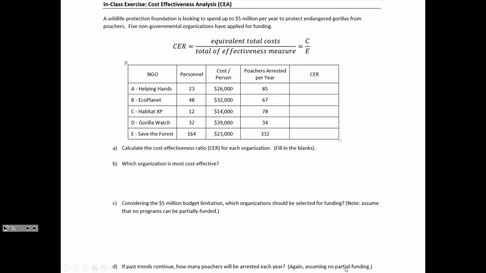So for step A, calculate the CER for each of the alternatives based on the total costs, and then rank them in terms of who's the most effective to the least effective, and then apply the budget limit of $5 million to decide if no partial funding is allowed, then who should be funded.